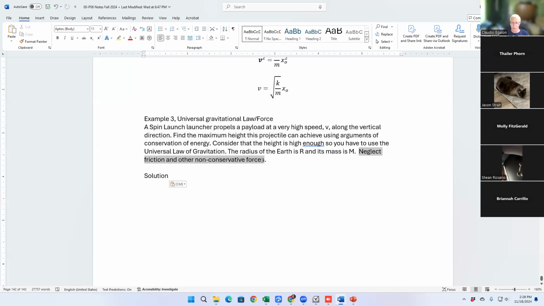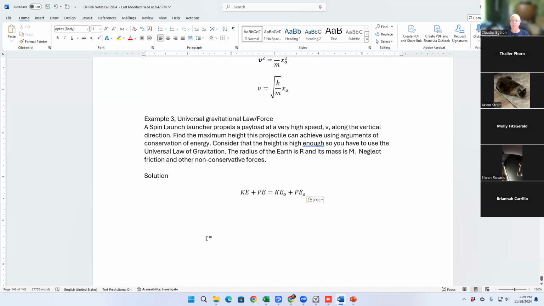That wouldn't be the case when you launch those things from the surface. You must account for air friction. Air friction is not negligible. But just to make the problem simpler for you, we are neglecting air friction and other non-conservative forces, okay? The radius of Earth is r and its mass is m. Okay, so we find the maximum height this projectile can achieve.